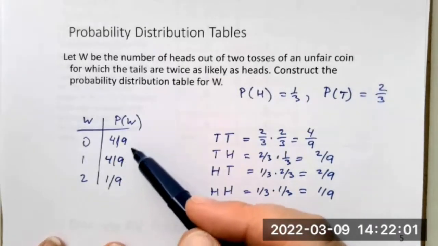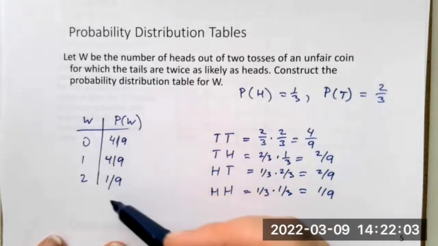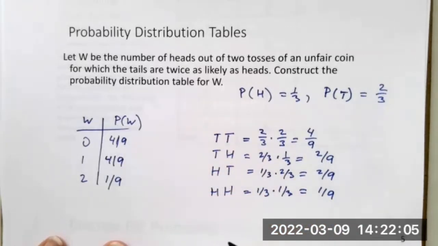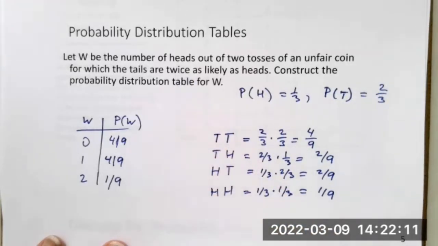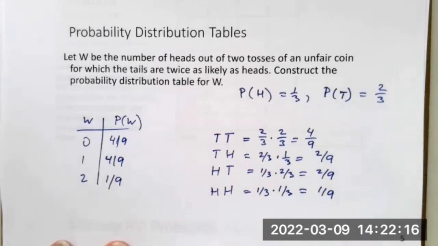Now, to check yourself, do these probabilities add up to 1? And the answer is yes. 4/9 plus 4/9 plus 1/9 is going to be 9 divided by 9, which is 1. So yes, we're looking at a probability distribution.